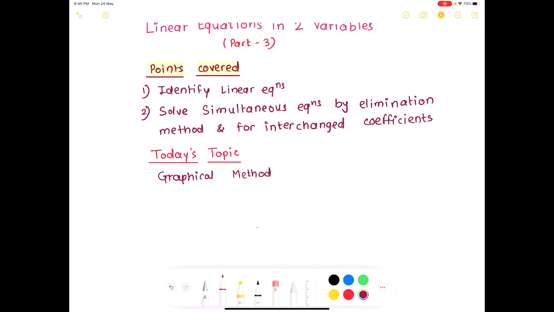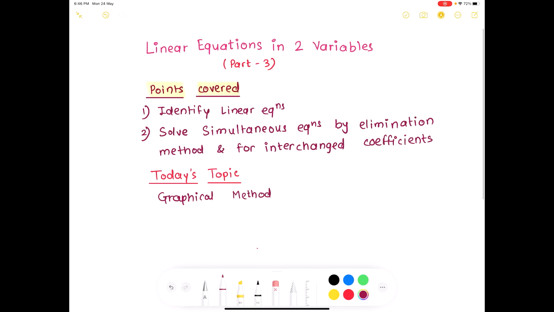We know that the graph of a linear equation in two variables is always a straight line. Then after drawing the graphs, you will get some straight lines. That is, for two equations you will get two straight lines, and you will also get a point of intersection. That is nothing but your answer, that is the solution. You will get the x coordinate and y coordinate. Okay. So we are going through it.